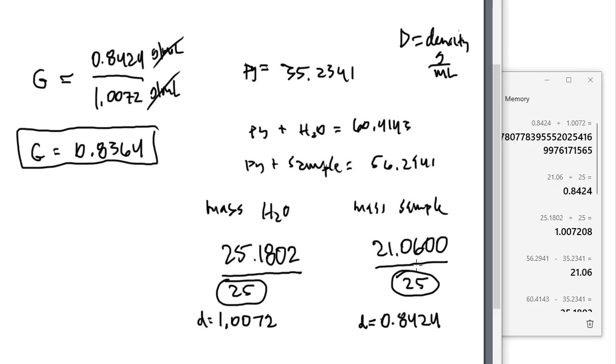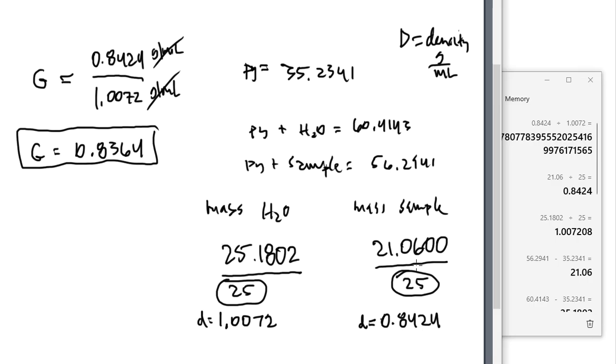If you use different pycnometers, this is not going to work, because different pycnometers are made in a different way. They slightly weigh something different. They slightly hold a different volume, and your numbers are not going to be as good. So you need the same pycnometer when you make these measurements. You cannot take one pycnometer and measure water and another pycnometer and measure your sample and compare those two. It's not going to work out for you quite well.